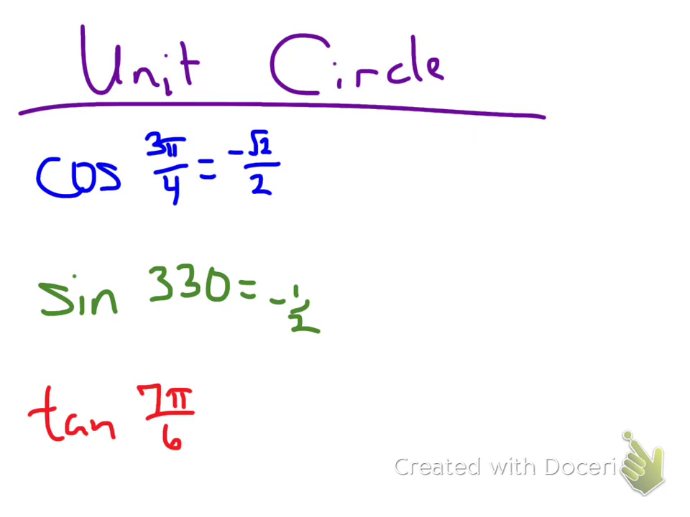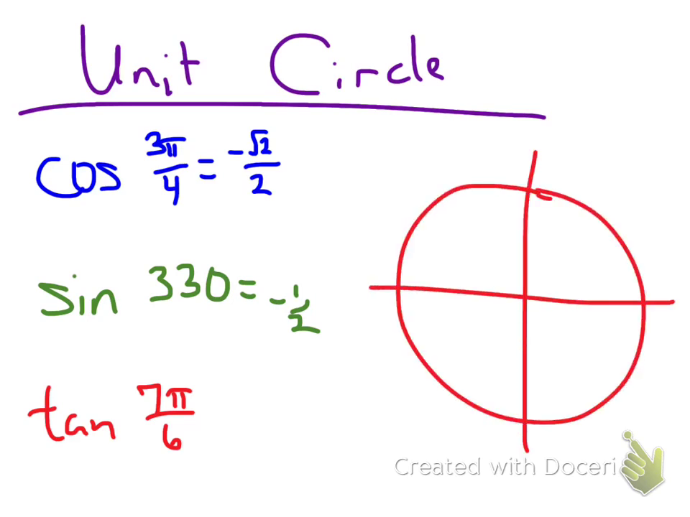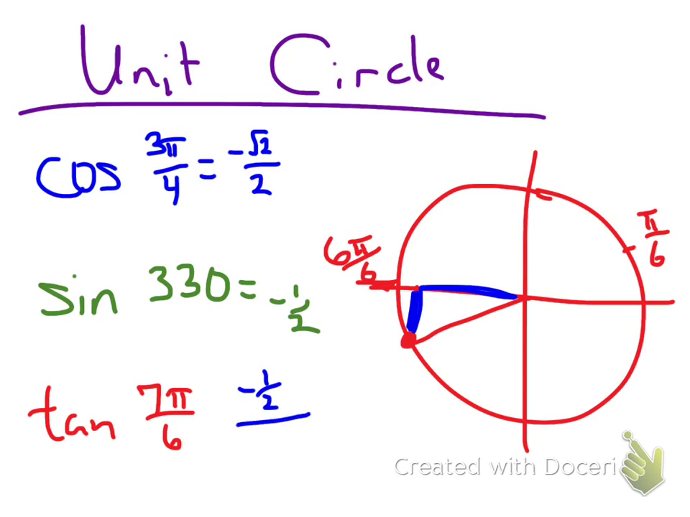The last problem, 7 pi over 6. Pi over 6 is my reference angle. That's a 30-degree angle. That means 180 degrees is 6 pi over 6. 7 pi over 6 is 1 past that. Both of my side lengths are going to be negative because I'm in quadrant 3. Tangent is sine, which is a negative 1/2, divided by cosine, which is a negative square root of 3 over 2.